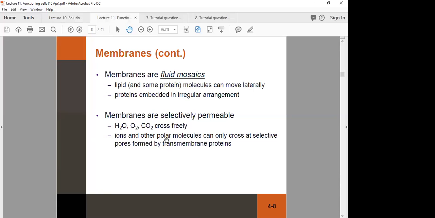Now that sounds odd that we're saying polar molecules because water is a polar molecule and yet it can just freely cross through the lipid bilayer. How water molecules do that, no one's really sure. But they certainly do cross directly through the membrane itself.